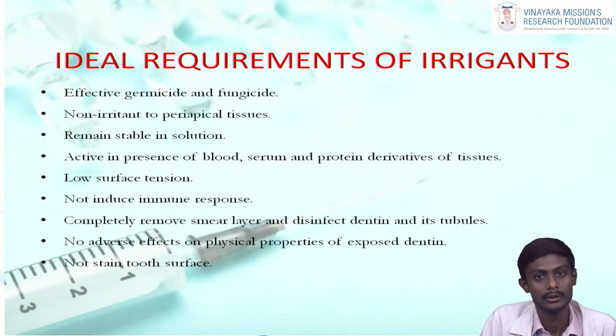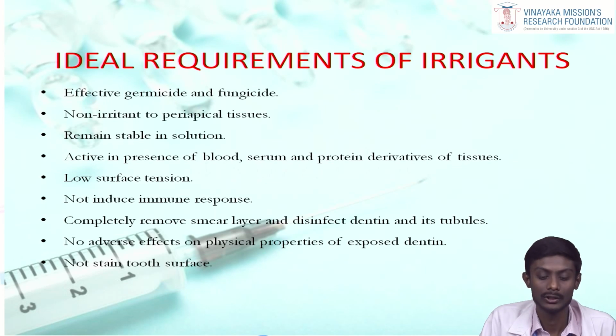The ideal requirements of irrigants are, mainly, that they should be an effective germicide and fungicide. They should be non-irritant to the periapical tissue when extruded during the irrigation procedure, and should remain stable in solution. They should also be active in the presence of blood, serum, and protein derivatives of the tissues. They should have low surface tension, because surface tension plays an important role in reaching the lateral canals and accessory canals, so that the irrigant can completely reach the minor complex anatomical regions. They should not induce any immune response in the individual.